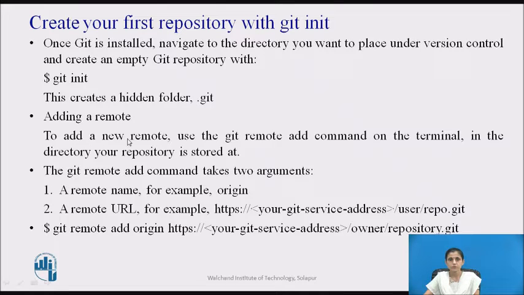To add a new remote, use the git remote add command on the terminal in the directory your repository is stored at. The git remote add command takes two arguments. First is a remote name, for example origin, and a remote URL. The example is git remote add origin and URL of remote repository.